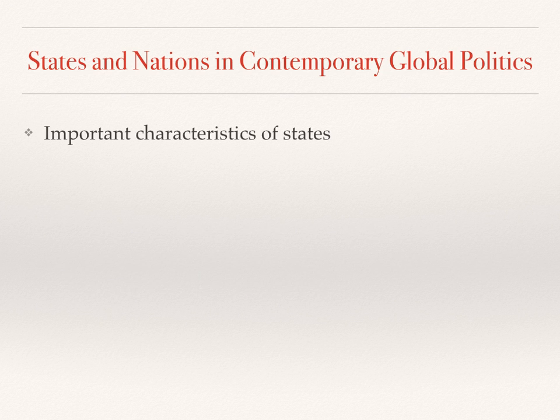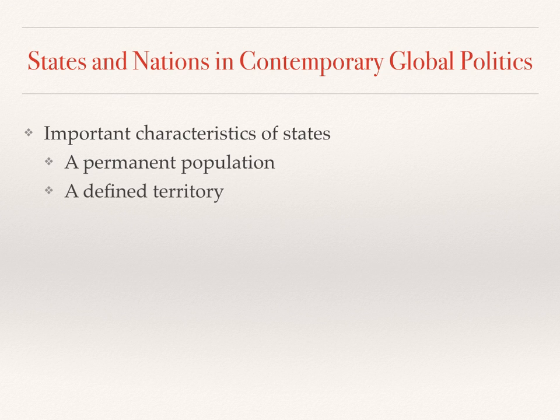So when we think of the state, it's important to think of various characteristics of the state. The first important characteristic of the state is that states should have a permanent population. We're not looking at nomadic tribes that are moving from place to place hunting. We're talking about political entities, populations that have a permanent presence in one location. They have a defined territory. Again, we have a permanent population that is within one particularly defined territory with clear boundaries.